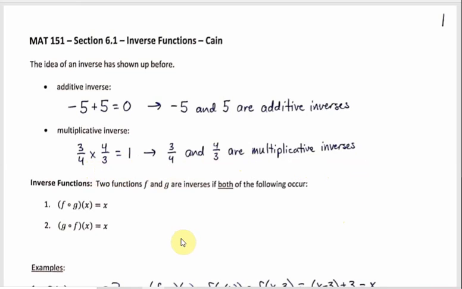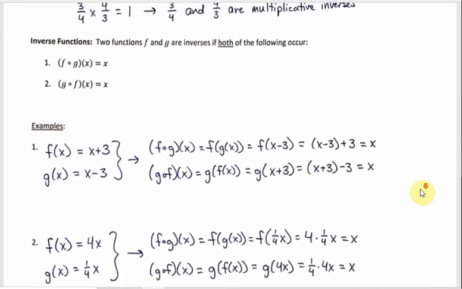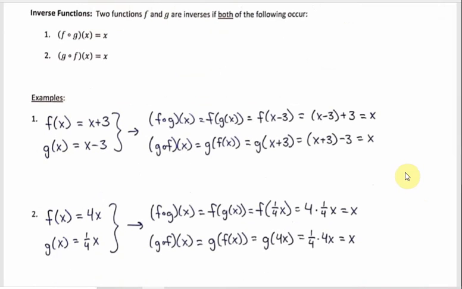For functions, the way to see if you've got functions that are inverses uses composition. So it goes back to something from a little earlier this semester. And there are a couple of examples of it down here. So this is the idea. You have to do the composition in both directions, f composed with g and g composed with f. And both times you have to end up back just with x, the identity function, where you put x in and you get x back out.